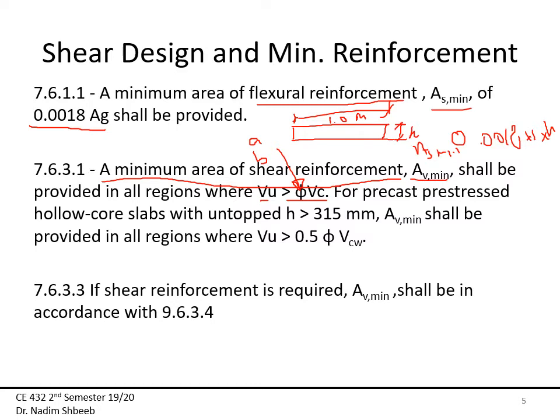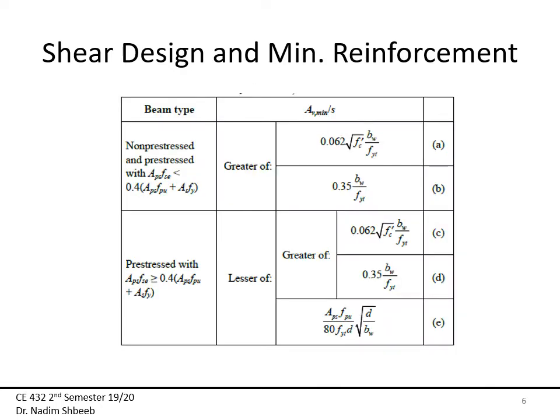Okay, now AV minimum is the same AV minimum that we talked about in the shear design, which was according to section 9.6.3.4. I just put that here so that you don't have to go back and forth to the shear section. But again, these are the two equations that hold. So in our case, we only need these two because we are not talking about pre-stressed concrete in this course. All right, so these are the two equations that we are going to need for AV minimum.